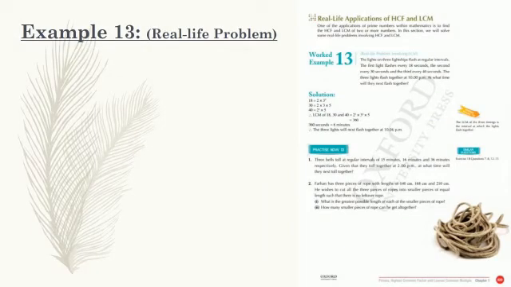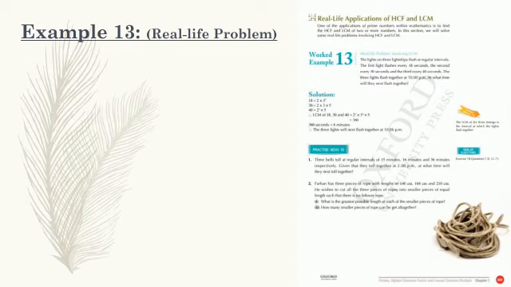Students, please open your book to page number 21. Here you are given worked example 13. It says the lights on 3 lightships flash at regular intervals. The first light flashes every 18 seconds, the second every 30 seconds, and the third every 40 seconds. The 3 lights flash together at 10 p.m. At what time will they next flash together?